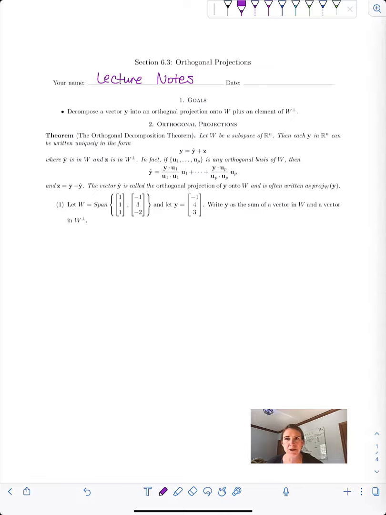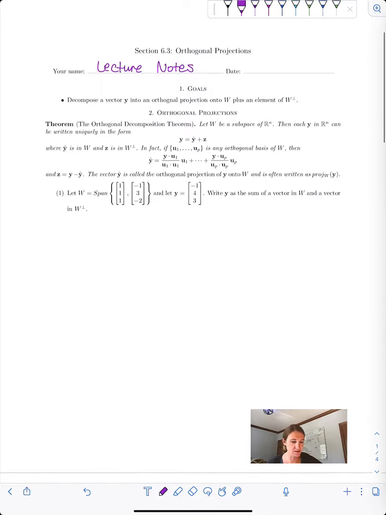Today we're going to talk about how to decompose a vector into an orthogonal projection onto W plus an element of W perp. So this is kind of an extension of what we did where we were looking at the span of just one vector. Now we're looking for a projection onto a whole subspace. And so here is the idea.